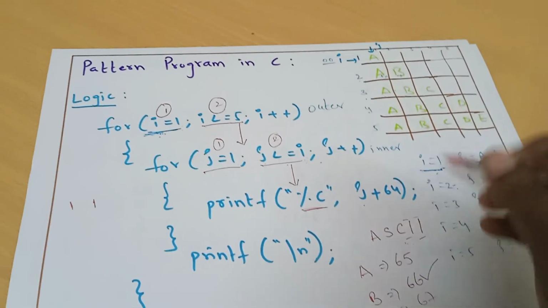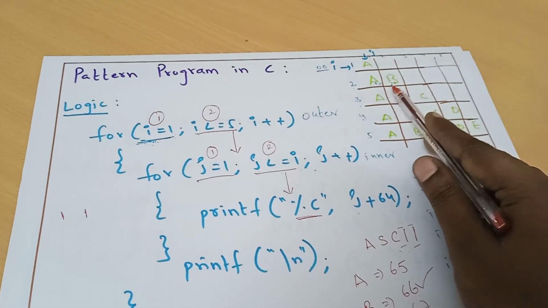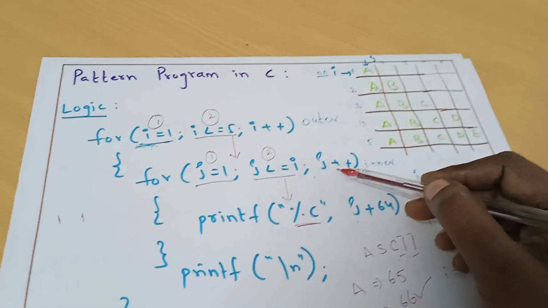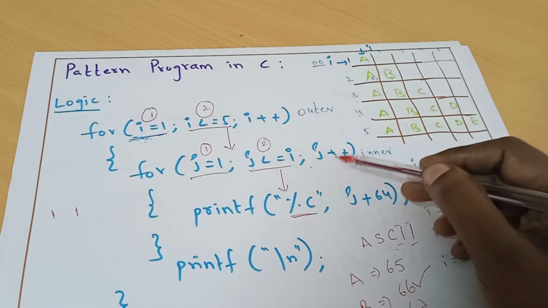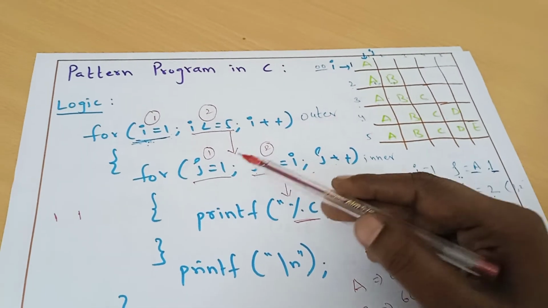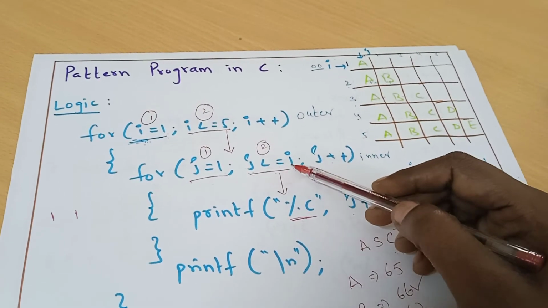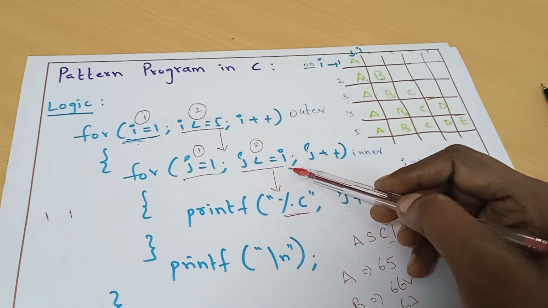B is printed. Now we'll be displaying B. Now again we'll go to here. Now this time j plus plus. 2 plus plus means 3. j is equal to 3. Now j less than or equal to i. j is 3, i is 2.